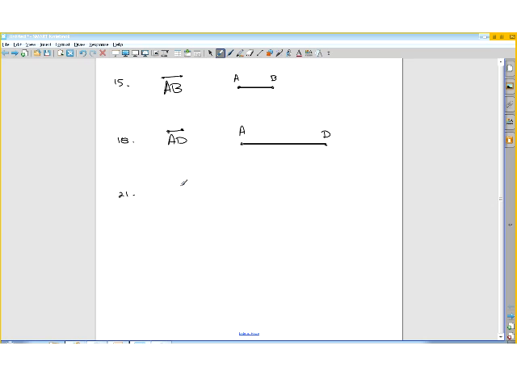Okay, next problem, 21. Ray BA. So the ray, again, we do it in this order. BA, we show an arrow going in that direction. It's always going from left to right, and we just put the letter where the end of the ray, the beginning of the ray is, and we have to put a little dot here because we have this half line thing that is some new thing that came up with.